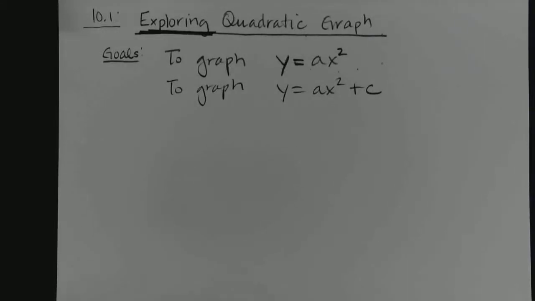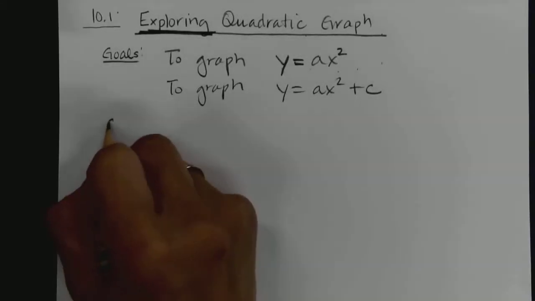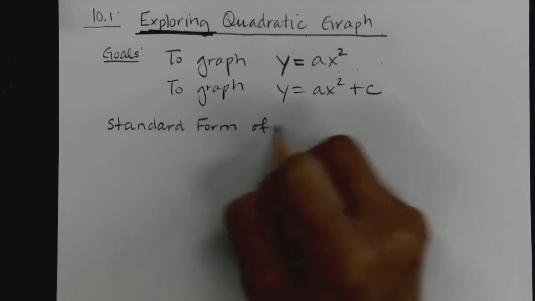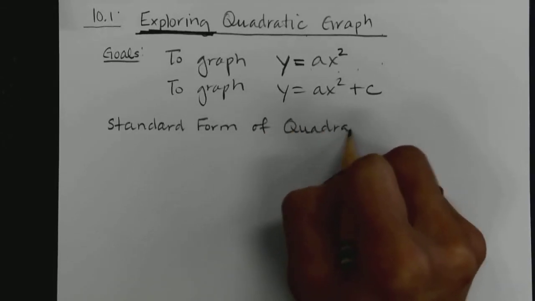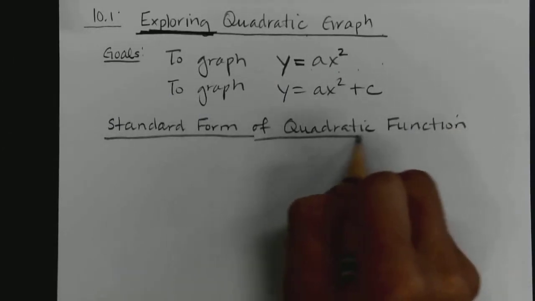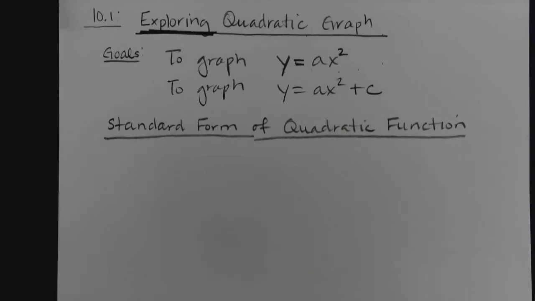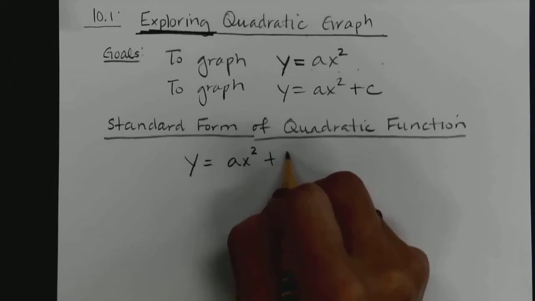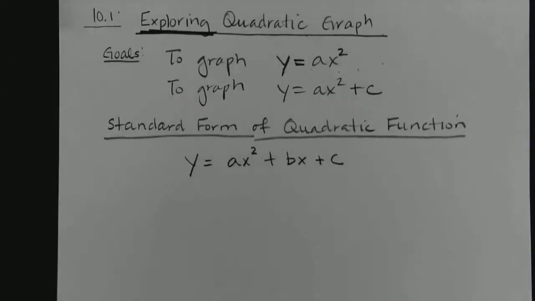Exploring quadratic graphs. So we're going to start with the standard form of a quadratic function. I think you already know what a standard form is, right? Anybody know what the standard form of a quadratic function would be? Remember how you find your ABCs? So it's y equals ax squared plus bx plus c.